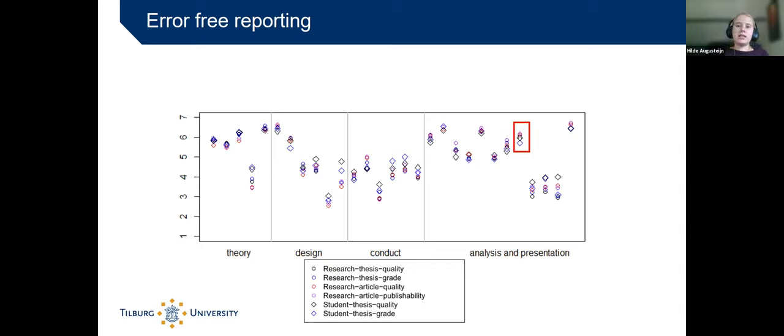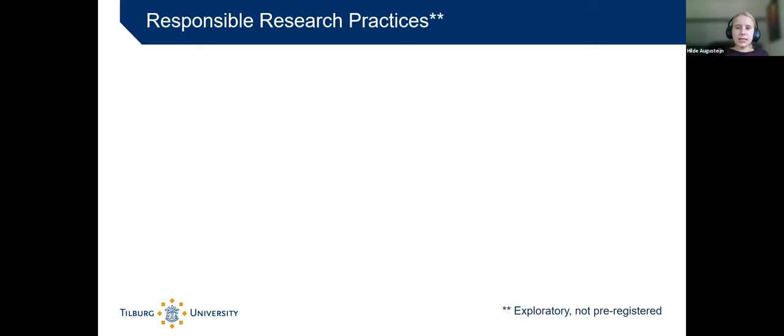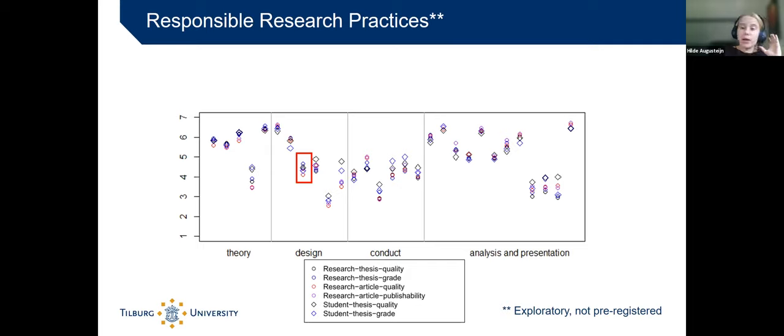Then we also looked at responsible research practices, which we did not pre-register, but we were interested in this anyway. And we thought, what is of importance to them there? Doing a power analysis was only moderately important. Pre-registering part of the study was also only moderately important, as well as sharing data, materials, or analysis code.